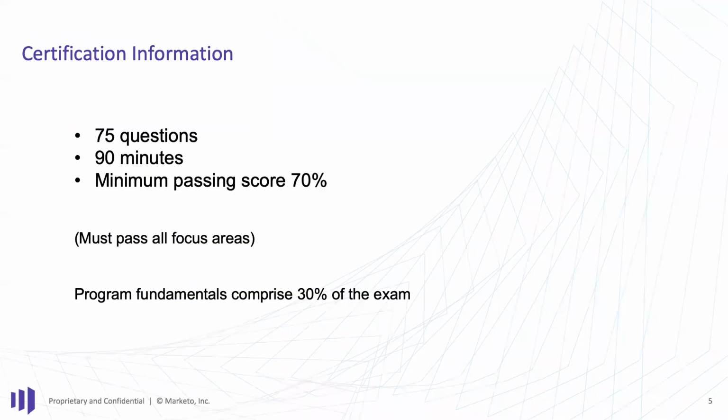All right, so the Marketo certification for the expert version, we're not looking at the associate level, we're looking at the expert, right? It's 75 questions. You have 90 minutes to take it, although it doesn't usually take people the full time. And the minimum passing score is 70%. And this means that you have to pass all of the focus areas. So today we're focusing just on the fundamentals, and that comprises the largest percentage of the questions on the test. So 30% of the exam is devoted to the information that we're going to cover today.